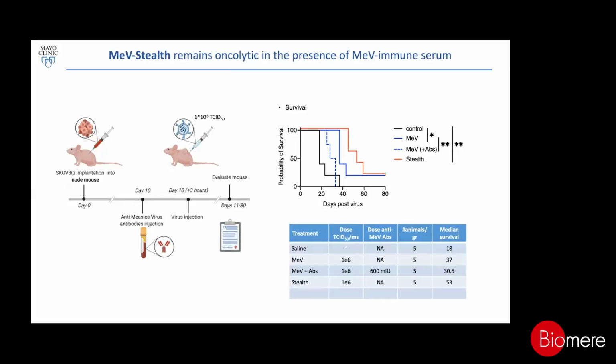In the case of stealth-treated animals, they had a significantly prolonged survival with a median survival time of 53 days. Unlike measles virus, when animals were passively immunized, they still benefited from the treatment with stealth, and there was not a statistical significance between the two conditions, meaning antibodies or no antibodies prior to the injection of stealth, whereas there was a difference in the case of the parental measles virus.